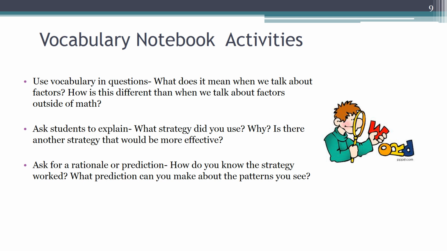What strategy did you use to solve that problem? Why? Is there another strategy you considered? Do you think that might have been more effective? Or ask them to provide a rationale or make a prediction. How do you know the strategy you used worked? So how do you verify what you've done? What prediction can you make about the patterns you see?